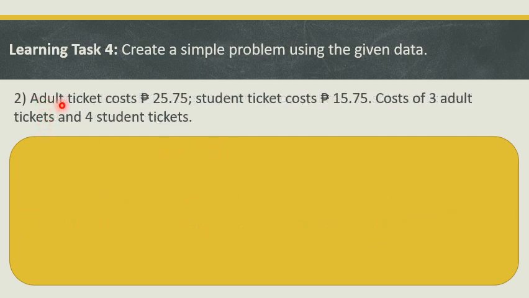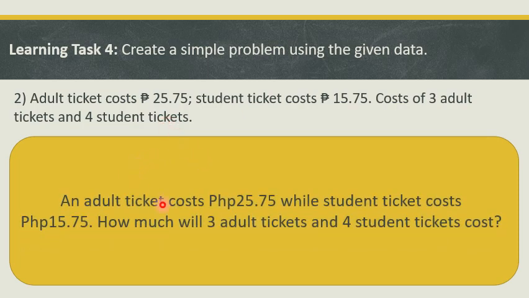Next, number 2. So, ito po yung given natin. So, here is a sample problem for this item. An adult ticket costs 25 pesos and 75 centavos, while a student ticket costs 15 pesos and 75 centavos. How much will 3 adult tickets and 4 student tickets cost? So, di ba napakasimple lang niya, pero nandun lahat yung given natin.